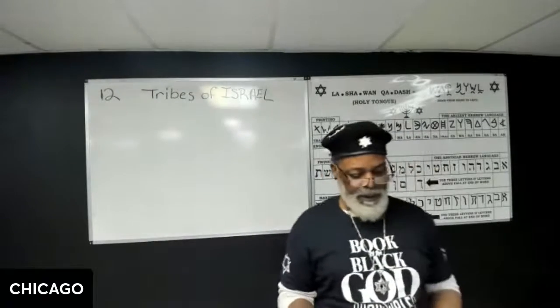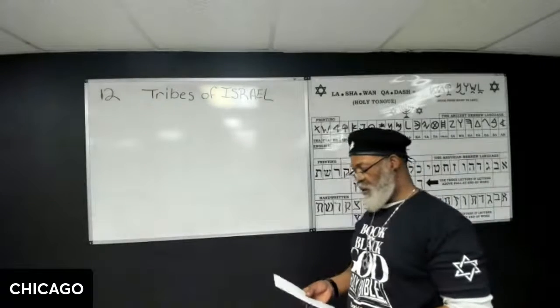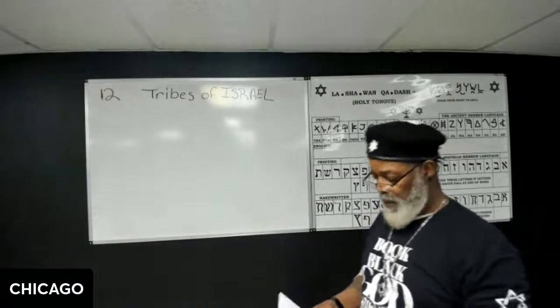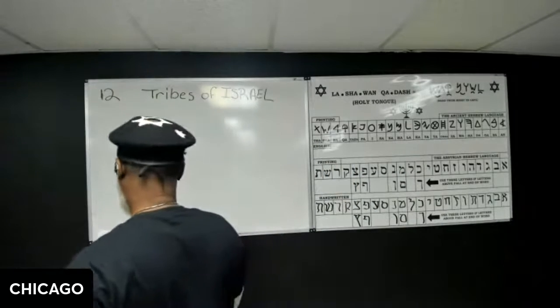It's like 16 nations on this planet, but the Most High only cares about 12 of them tribes. And we're about to put the tribes down that the Most High cares about right now.